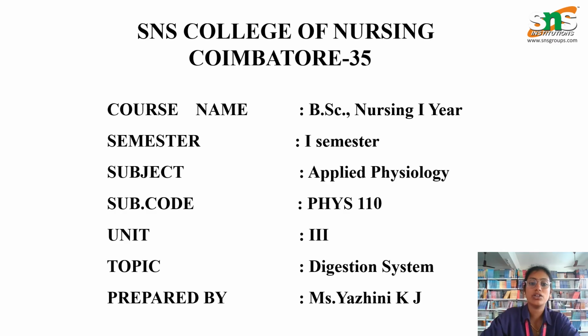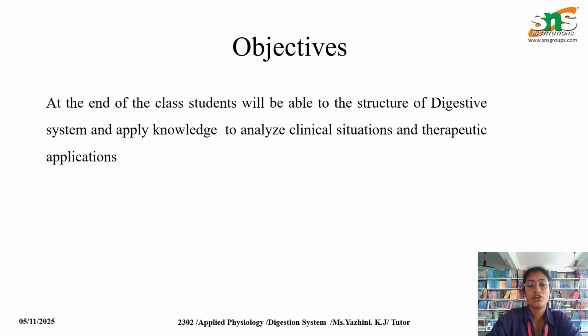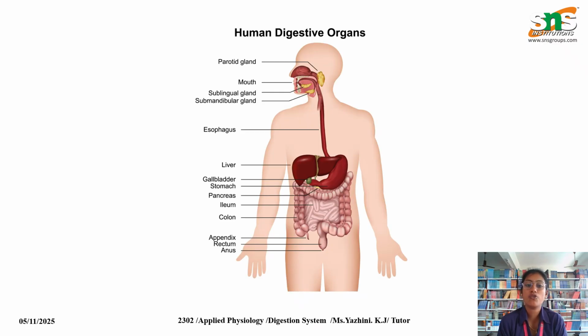Today we are diving into the digestive system from the subject of applied physiology for first year BSc nursing students, and we will cover key slides explaining the structure and functions to analyze your clinical situations. Let's get started. At the end of the class, the students will be able to understand the structure of the digestive system. This is the image of the human digestive organs, which start from the mouth and end at the anus.